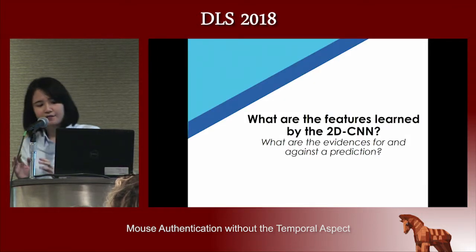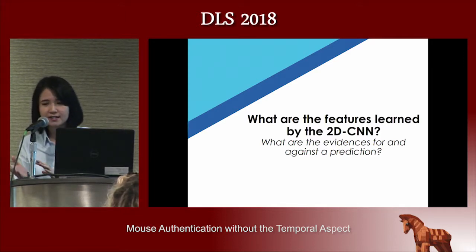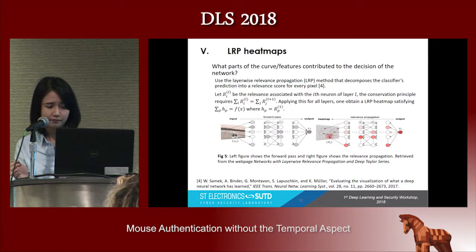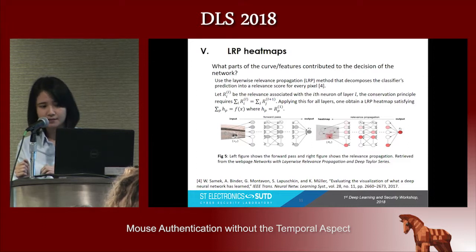Another thing that we are curious about is what are the features that are actually learned by the 2D CNN, since I mentioned earlier that the 2D CNN actually removed the temporal aspect from the data. Precisely what are the positive evidences that support a prediction and what are the negative evidences that go against a prediction? To answer that question, we have employed the layer-wise relevance propagation method, which decomposes the classifier's prediction into a relevance score for every pixel.